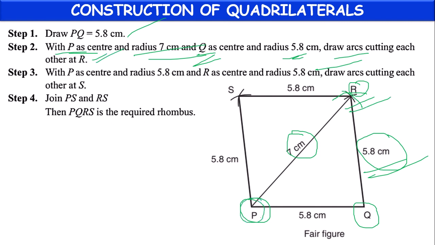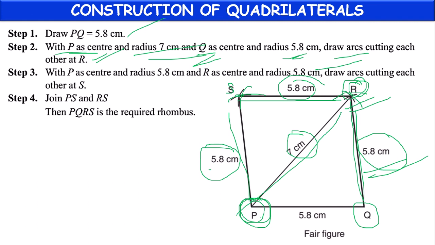Next, with P as center, with 5.8 centimeter radius, and with R as center, with 5.8 centimeter radius, draw arcs so that they cut each other at S. Next, join PS, RS, or QR, PR. You will get the required rhombus.